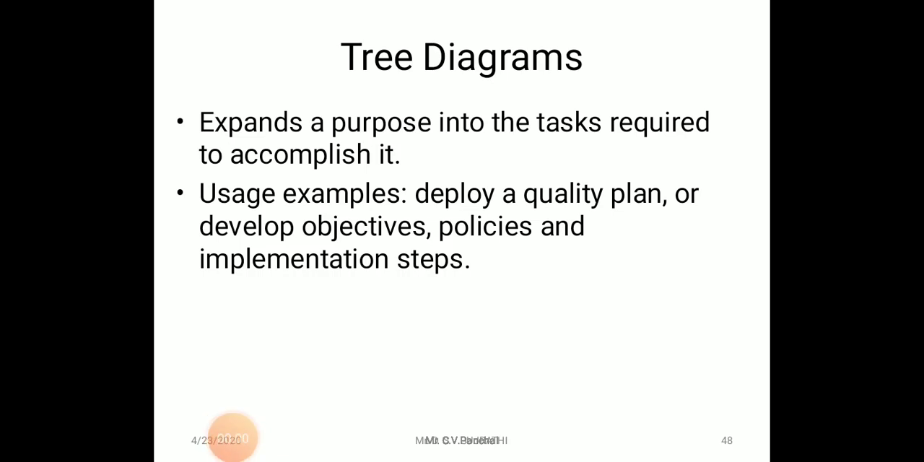This is the sixth lecture of chapter 3. In this lecture, we'll study about tree diagrams. In the last lecture, we studied about affinity and interrelationship diagram of 7 new quality tools. So these 7 new quality tools, first two quality tools are already studied, and now we'll study about tree diagram.